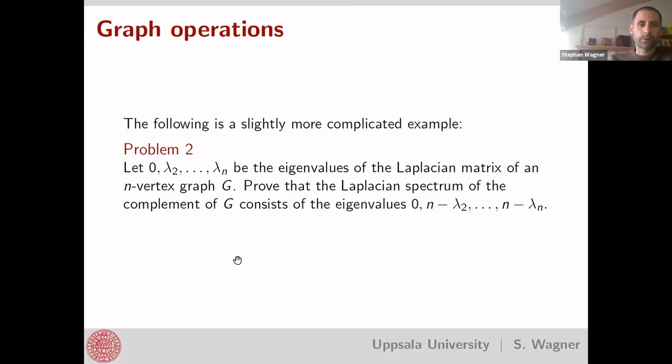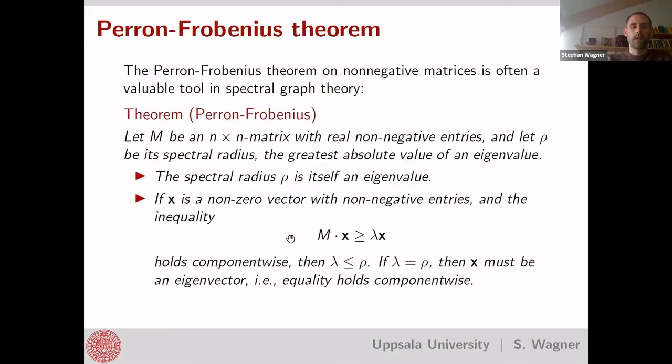And there are other examples of graph operations where one can say something about the spectrum. For example, Cartesian products. All right. One more tool that is often useful in spectral graph theory is something from linear algebra. It's the Perron-Frobenius theorem. It's an old and classical theorem, but maybe not so well known.